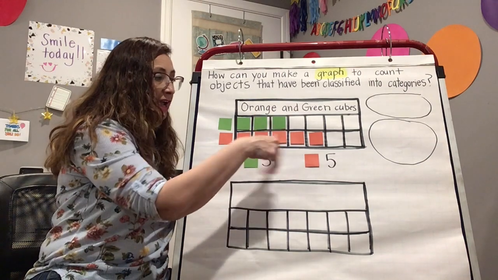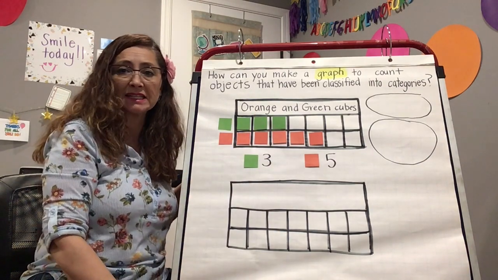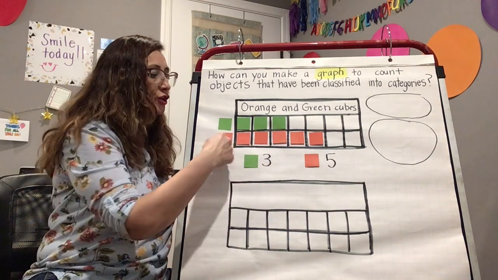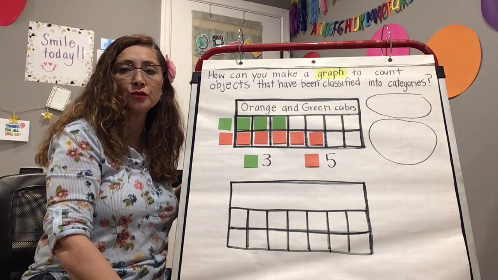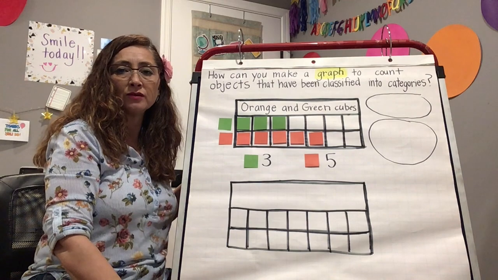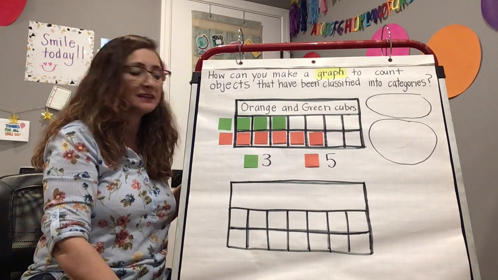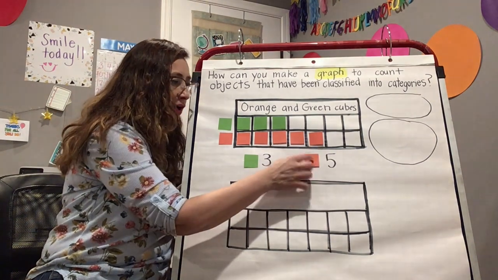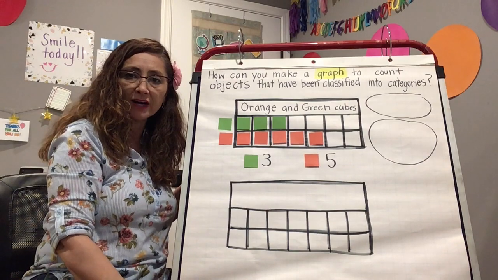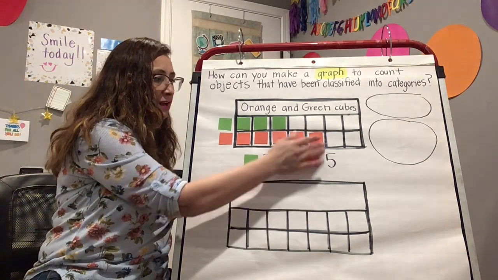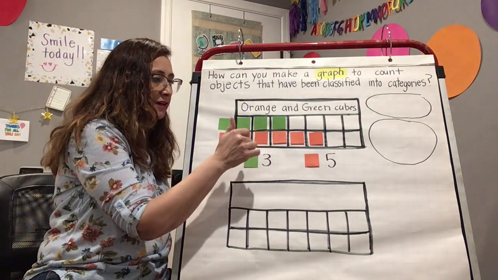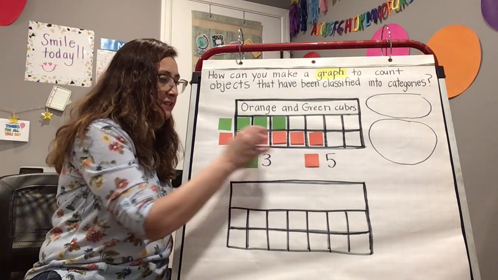Now that I have a graph, I can easily see which cubes do I have more of. Which cubes do I have more? Which one has more? That's right, 5 is more. How do you know 5 is more? That's right, because here there's 2 extras, right? So 5 is greater than 3 and 5 is more.